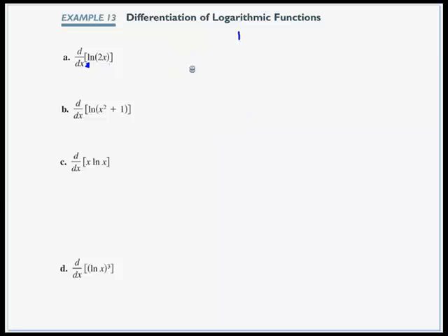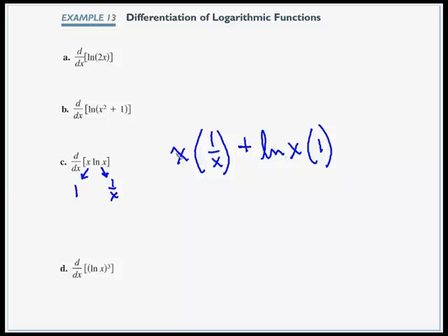Letter C, they do kick it up a notch, so to speak. Now we have a product rule. x times the natural log of x. Well, the derivative of x is 1. The derivative of ln of x is 1 over x. So now we do a product rule. The first, x, times the derivative of the second, 1 over x, plus the second, ln of x, times the derivative of the first, 1. And here, what is x times 1 over x? Well, that would be x over x, or 1, plus the ln of x.